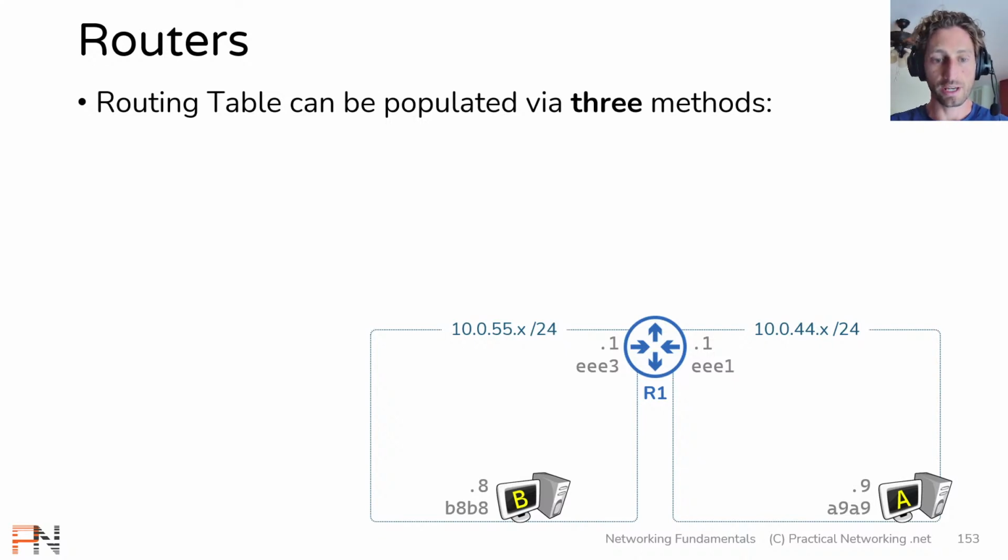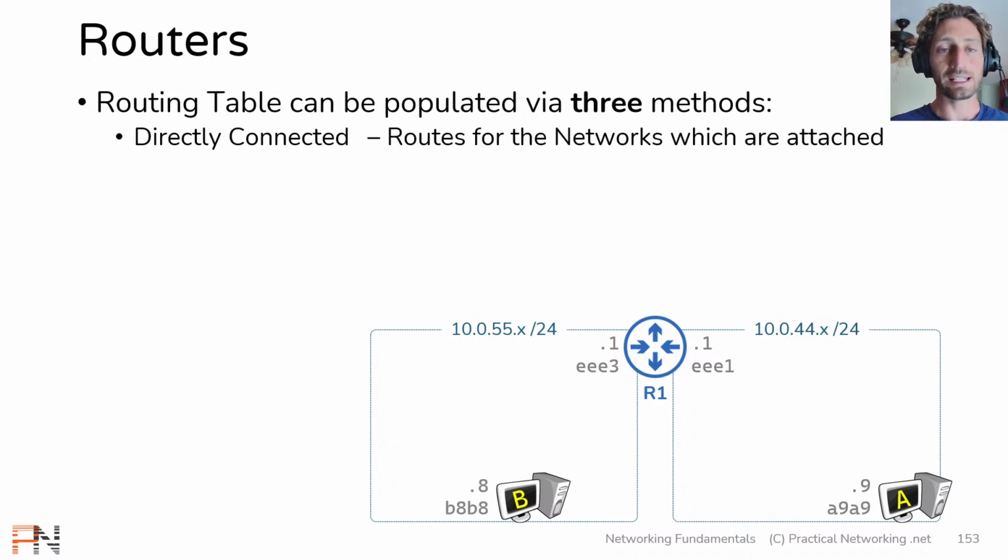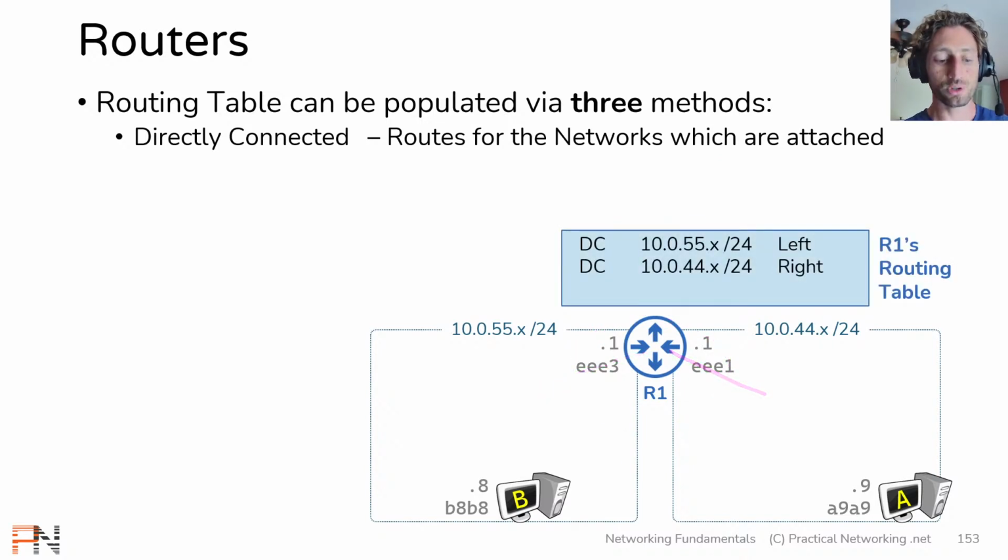There are 3 ways for a router to learn entries in its routing table. The first of those three ways is what's known as a directly connected route. And that's actually the example we just gave you. A directly connected route appears in the routing table anytime a router is directly attached to a particular network. So for R1 connected to this network and this network, it's going to have two directly connected routes. One of them for the 10.0.5.5 network out the left interface, and the other one for the 10.0.4.4 network out the right interface.